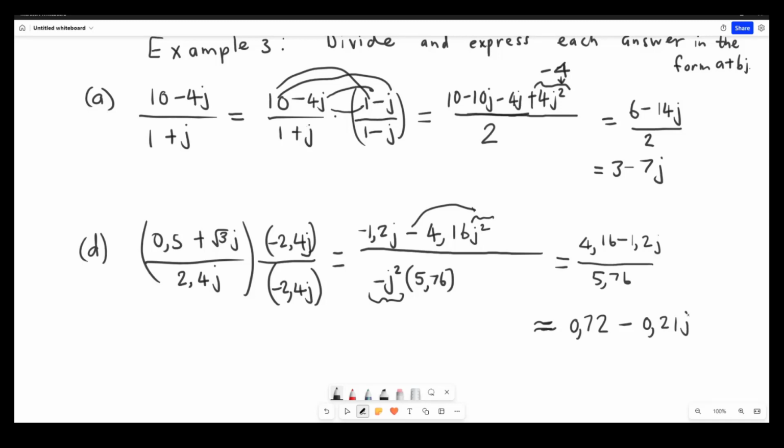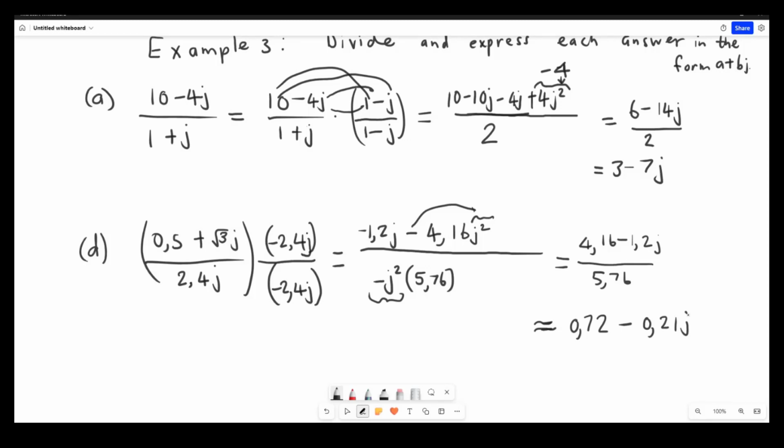I just said j squared is minus 1, times minus 1 is plus 1, and there's my 1.2 j, right? But remember, we multiplied minus 2.4 by the square root of 3, and the square root of 3 is about 1.73 and so on. So I keep all those digits in my calculator, and then my final answer is roughly equal to 0.72. That's my real part. My imaginary part is minus 0.21.